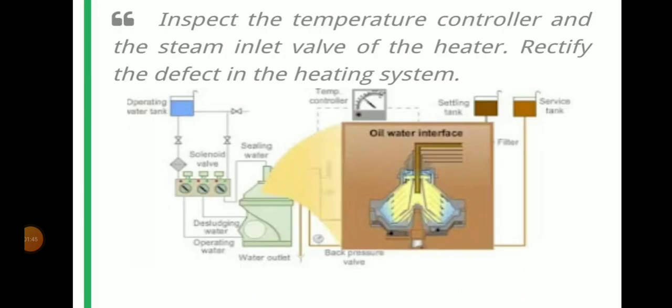We need to inspect the temperature controller and the steam inlet valve of the heater, and rectify the defect in the heating system.